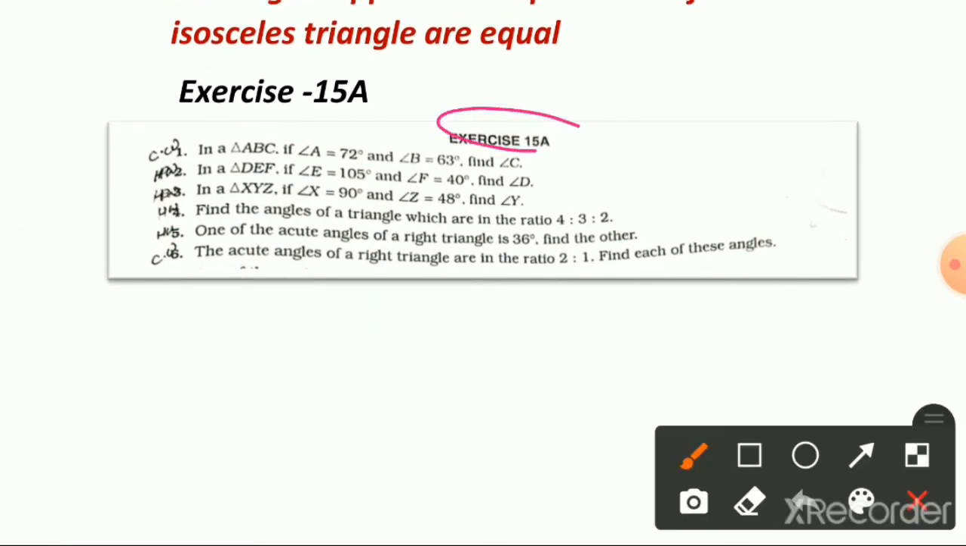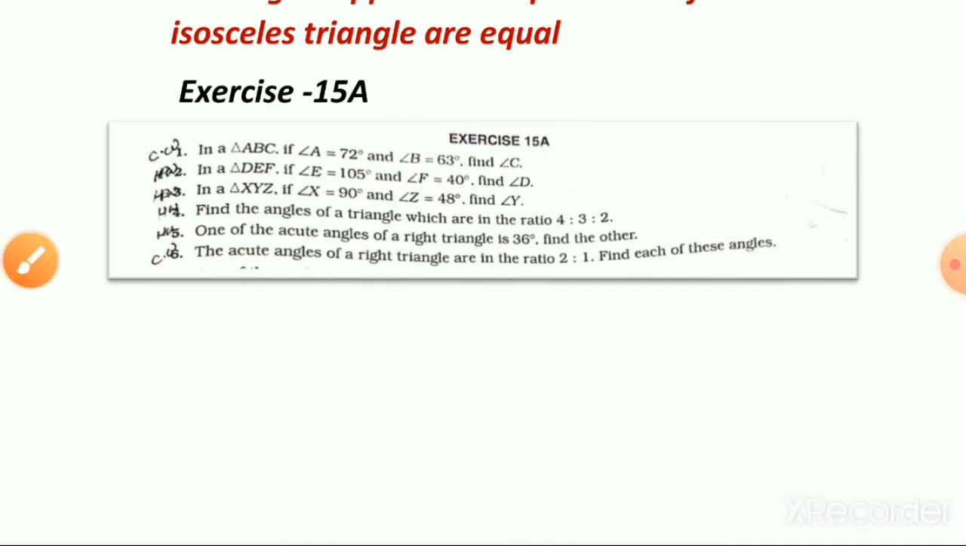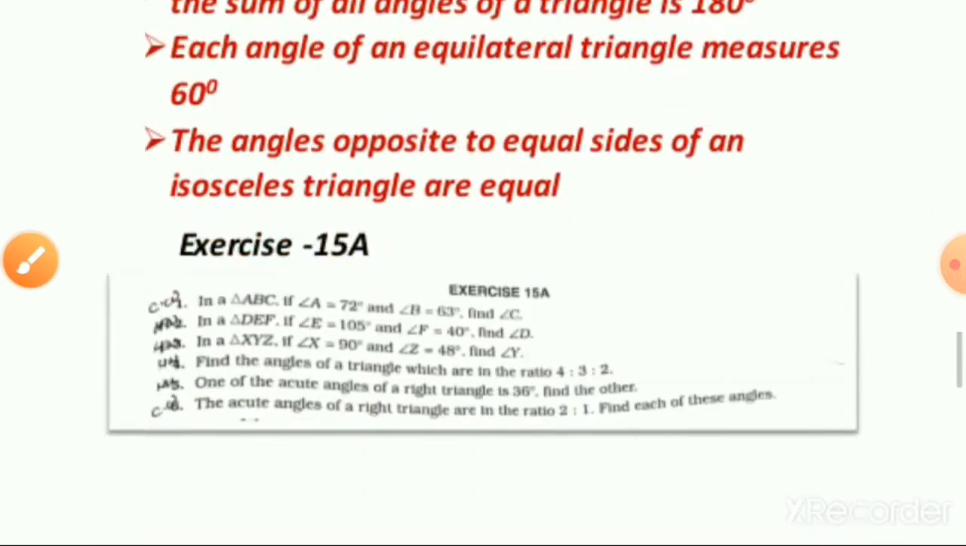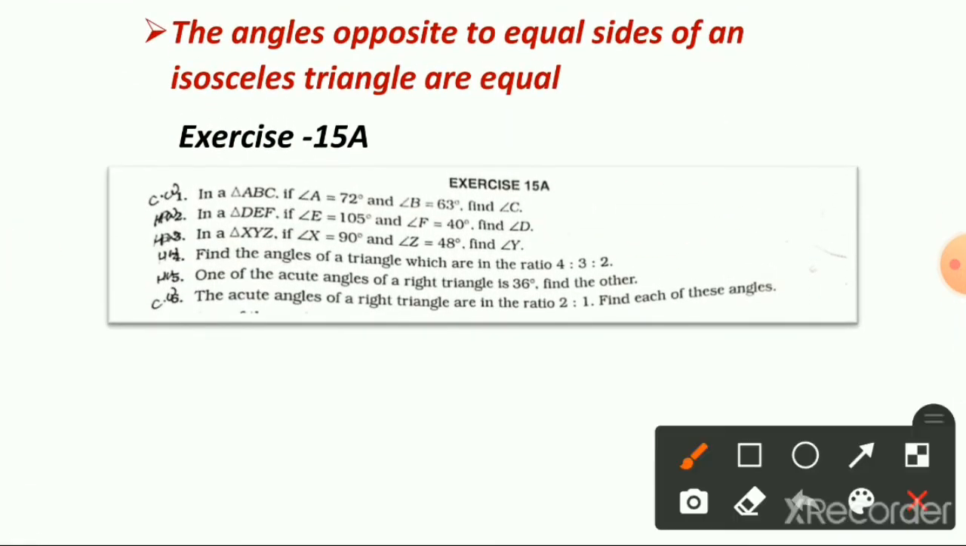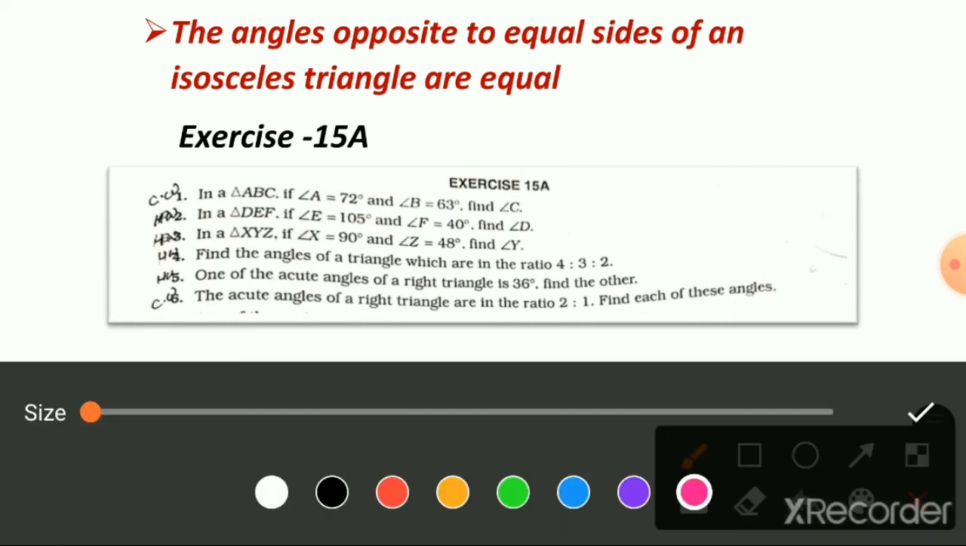Now there are some questions, from question number 1 to 6, which you need to solve in your book along with all these notes. These notes you also have to write, and these questions as well. So let me quickly tell you how to solve these questions.